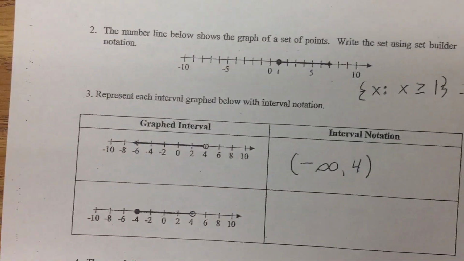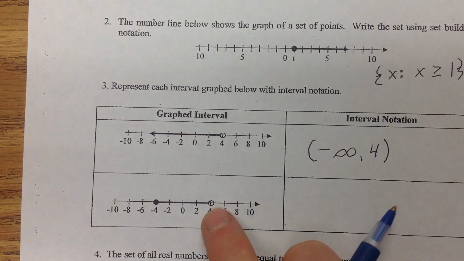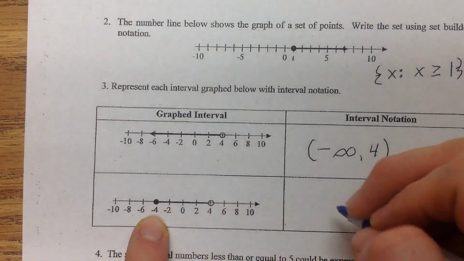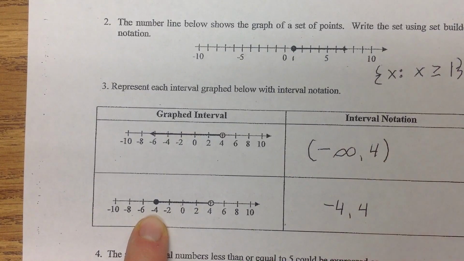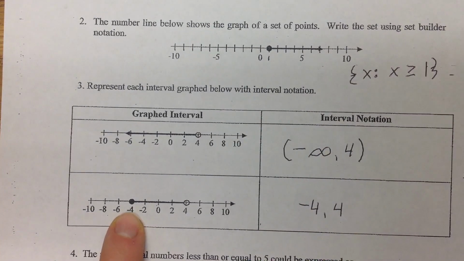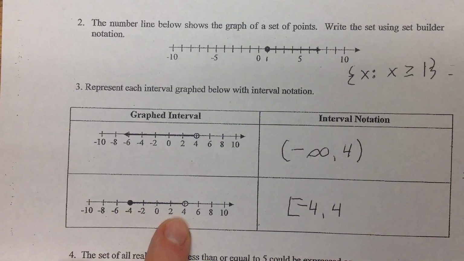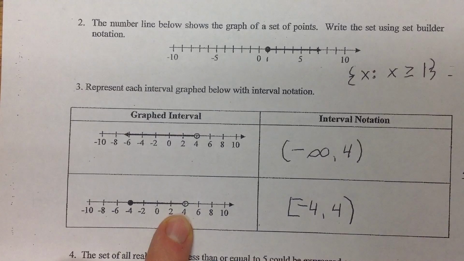All right. If we take a look at the second one here, this is a compound inequality. So we have circles on two different numbers, -4 and 4. So those are the two numbers that we're going to use. And then if we look, -4 is a shaded in circle, so that's our bracket. +4 is an open circle, so that's our parenthesis.